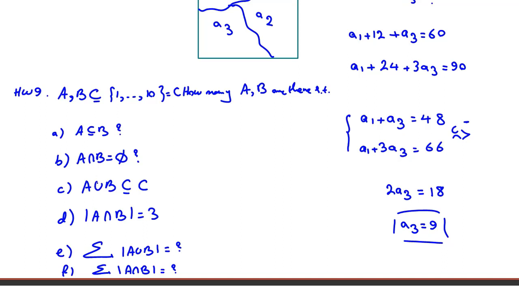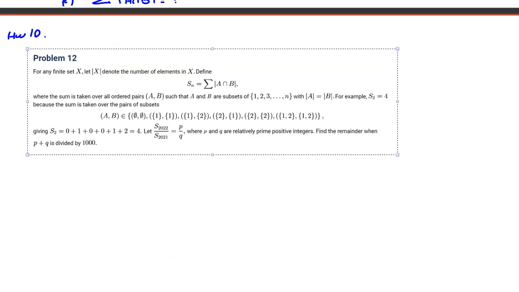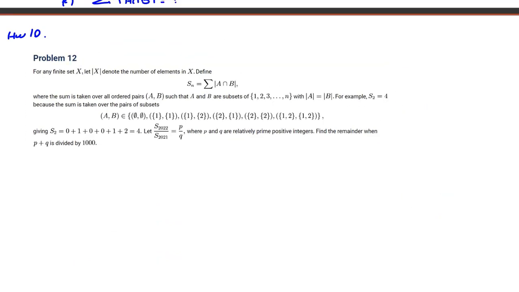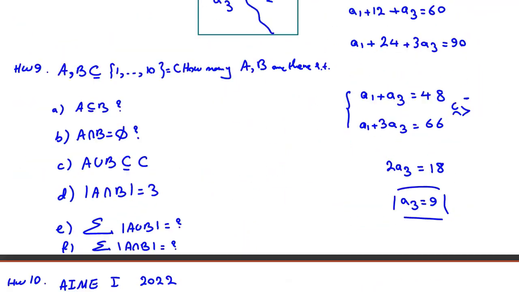Let me tell you one more homework from AMC, the next round of AMC. It will be homework 10. It is an AMC problem, AMC 12, 2022. Okay, so try this one as homework. For this one, you should also know Vandermonde's identity. Let me tell you this one as idea 10.